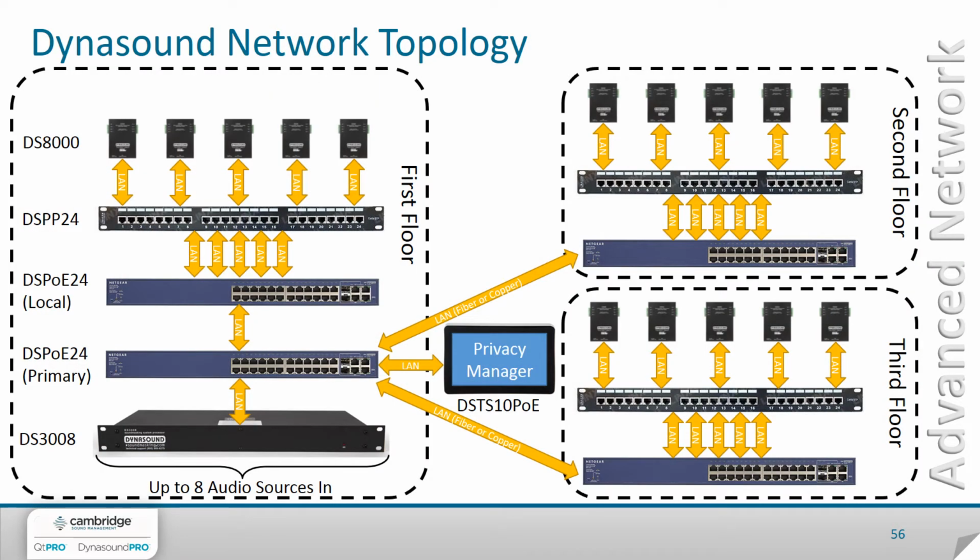One of the great things about the Dynasound Pro network system is its ability to scale from very small systems to extremely large facilities. In this illustration, we will discuss how multiple floors or larger floor plans can be accommodated. While this example shows different floors, the same concept also applies when more than 3 data closets might exist on a large floor plate.